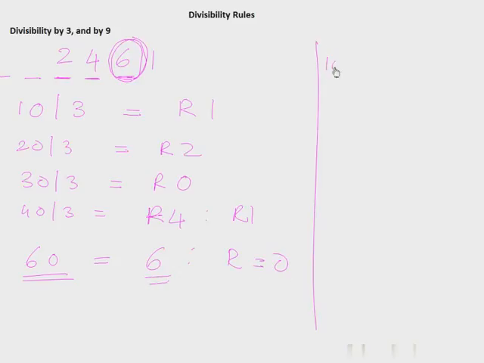Similarly, 100. 100 divided by 3 gives me a remainder of 1. It's a quotient of 33 and a remainder of 1. So 100 gives me a remainder of 1. 200 would give me a remainder of 2. 300 would give me a remainder of 3, which is a remainder of 0. 400 would give me a remainder of 4, which again is a remainder of 1, and so on. So again, any 100, for instance, this 400 divided by 3 would give me a remainder of 4 first, because each 100 is giving me a remainder of 1. And then I cut down this remainder further to a remainder of 1.